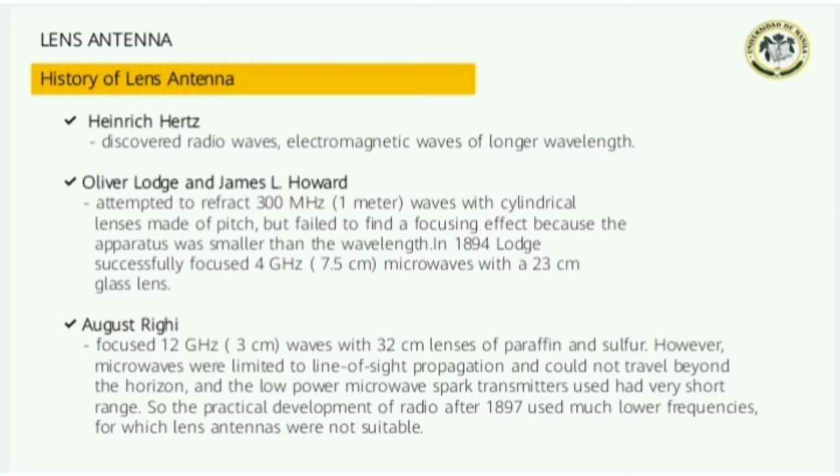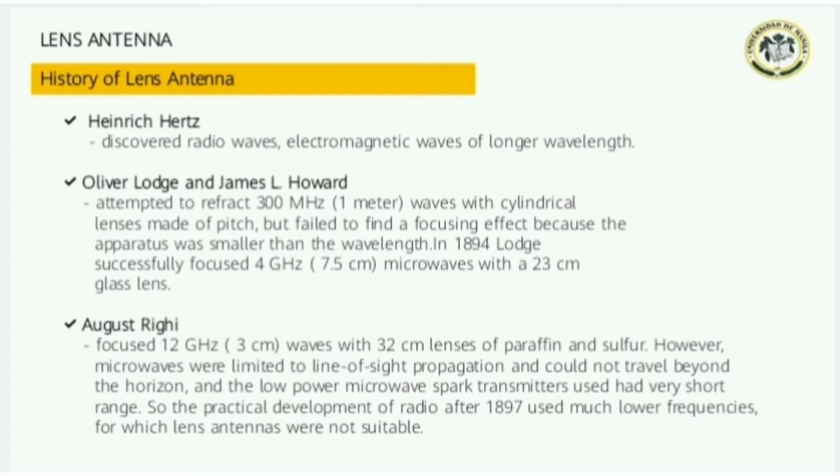The second scientists who attempted to construct a lens antenna are Oliver Lodge and James L. Howard, but they also failed. They attempted to refract 300 MHz or 1 meter waves with cylindrical lenses made of pitch, but failed to find a focusing effect because the apparatus was smaller than the wavelength. In 1894, Lodge successfully focused 4 GHz or 7.5 cm microwaves with a 23 cm glass lens.